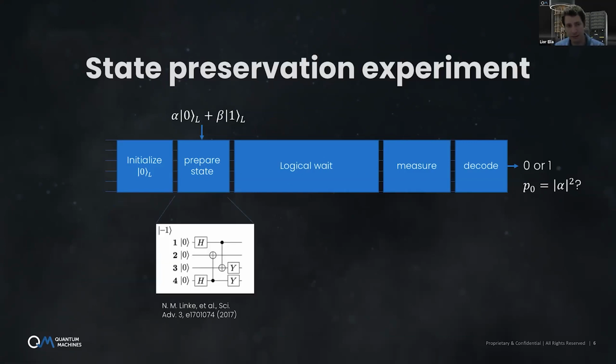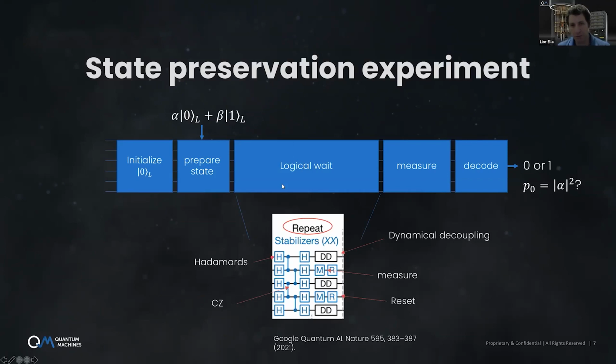The next thing is a preparation of the state, or encoding of the state. Here we see an example that I took from a paper, where we're encoding the state minus and 1. There are 2 logical qubits here, encoded on 4 physical qubits. Here we're playing all of these gates in order to encode the state, and it needs to be done in a fault-tolerant way. Then we get to the logical wait part, which on the logical level, as we said, nothing is happening, but actually a lot is happening on the physical level. Here we see an example from a paper by Google where they are doing this logical wait on a repetition code, which we're going to discuss soon.